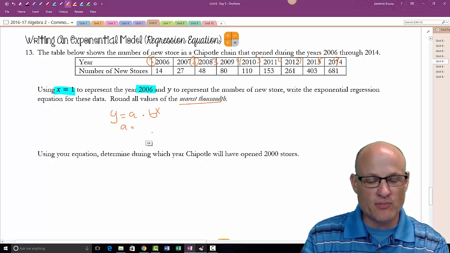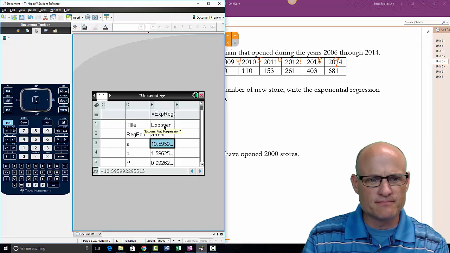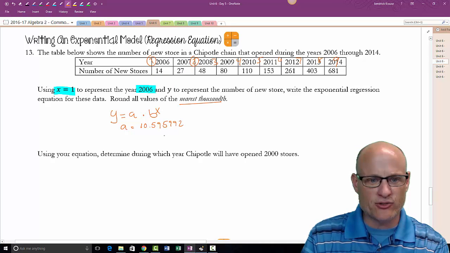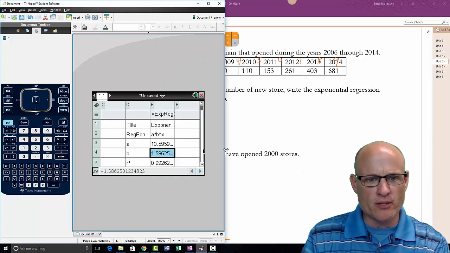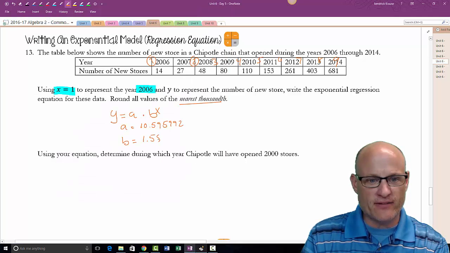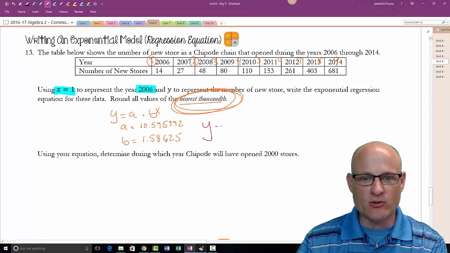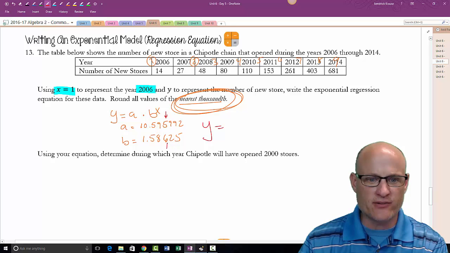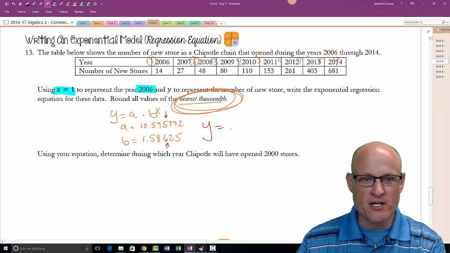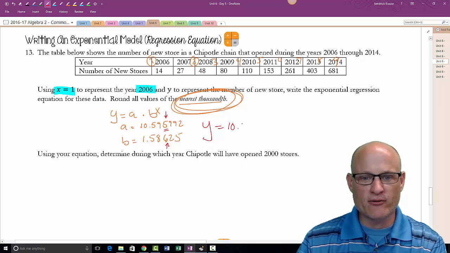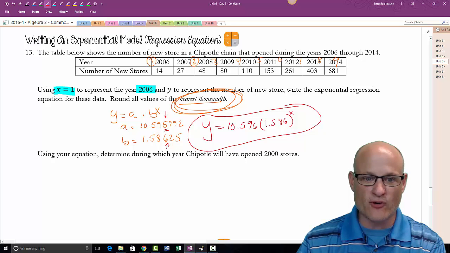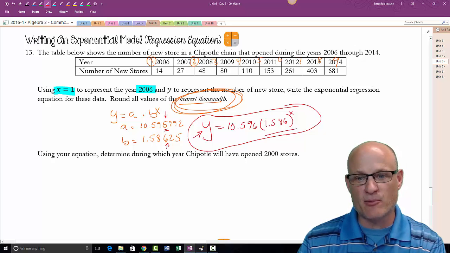And I should write down what a equals, unrounded, 10.5992. What's b? b is equal to 1.58625. That should be good enough. I need to round it to the thousandths place. So I'm going to write y equals, and you have to decide if you're going to keep the digit or go up or down with it. In this one, we're going to go up. So 10.596 parentheses 1.586 to the x. So there's my equation. And don't forget, common mistake: forgetting the y equals. Don't forget the y equals. And I almost always put that in parentheses.